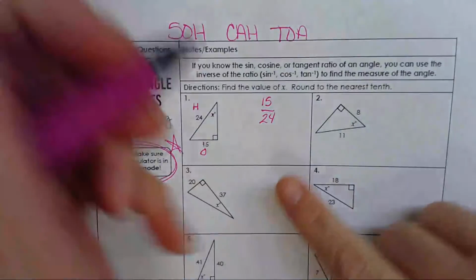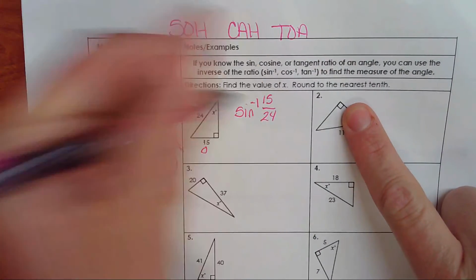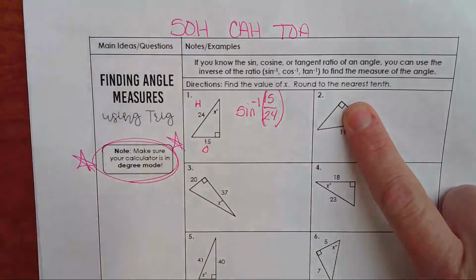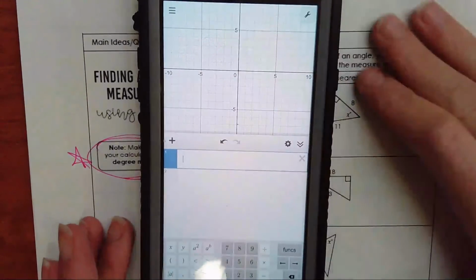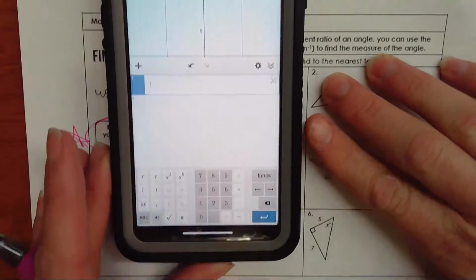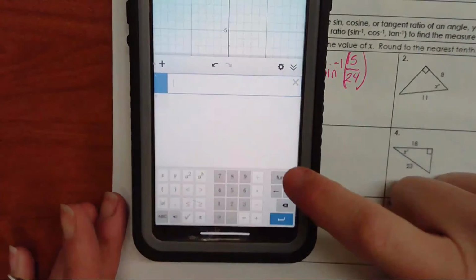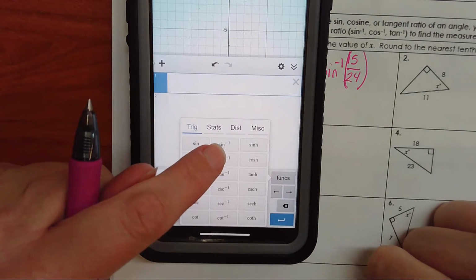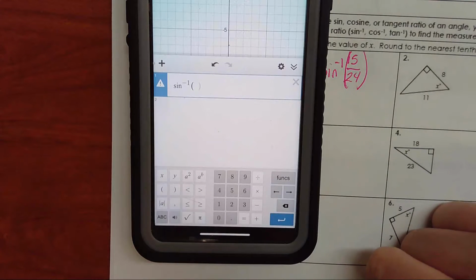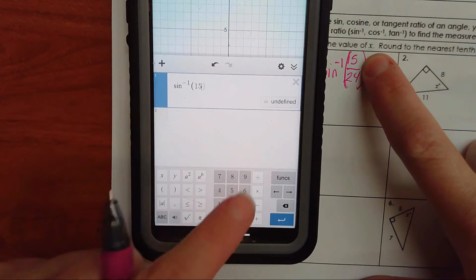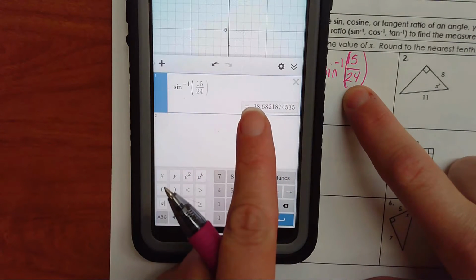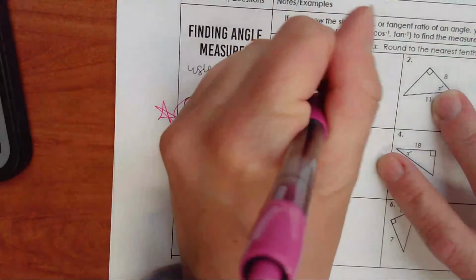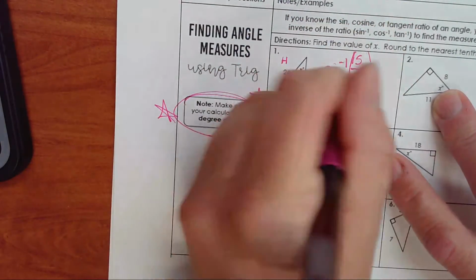So we did opposite over hypotenuse, and we said that this was sine. So you're going to do the inverse of sine, so it's sine to the -1 of 15 over 24. So you're not actually using sine. You're using this thing called the inverse. Whenever you solve for an angle, you always use the inverse. So I'm going to go to functions, and I want this sine to the -1. And then they're going to give you parentheses, and I need to do 15 divided by 24. And there you go right there, 38.7. And these are angles, so we do 38.7 degrees.